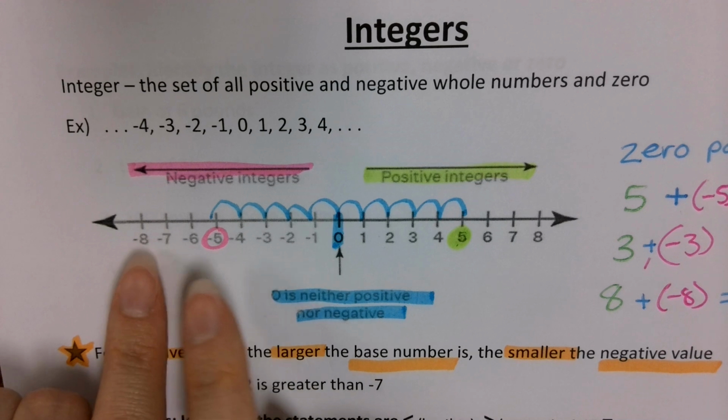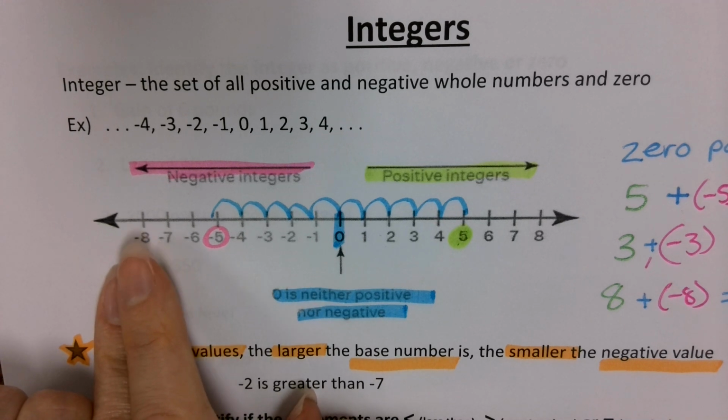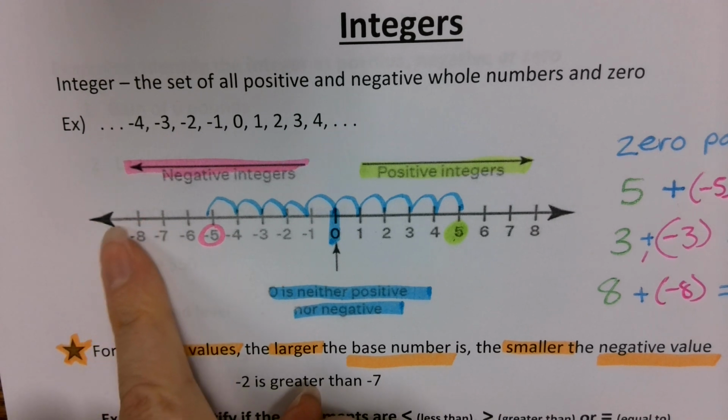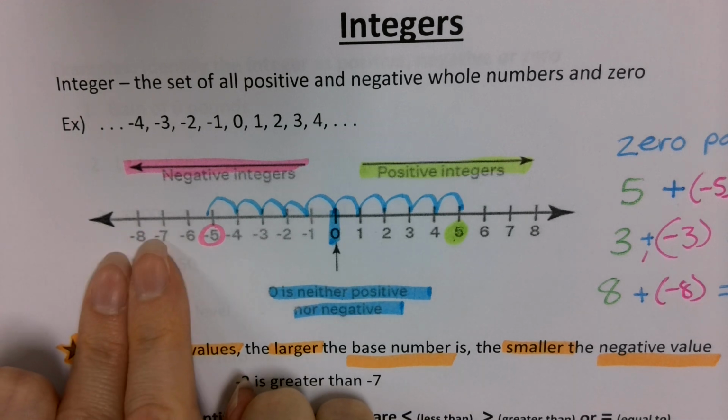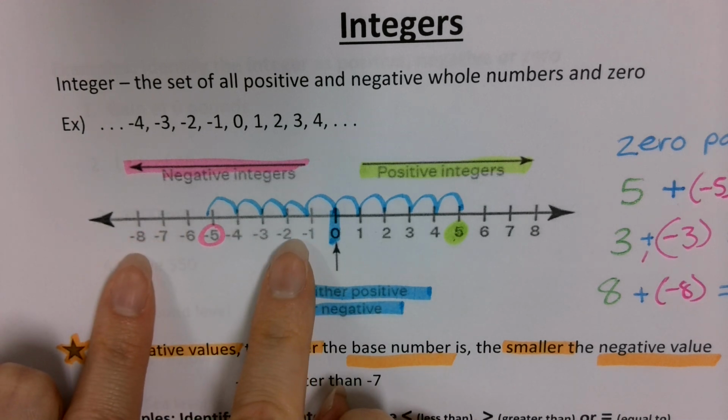So when we have a larger base, it makes the value smaller. Okay, it makes it further away from our 0. So when we're putting them in order from least to greatest, -8 is lesser than -2.